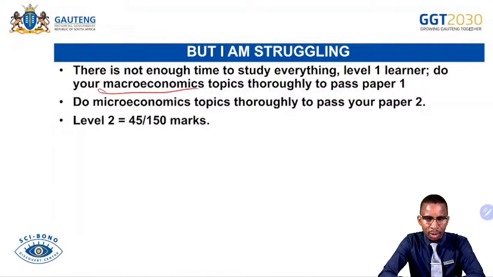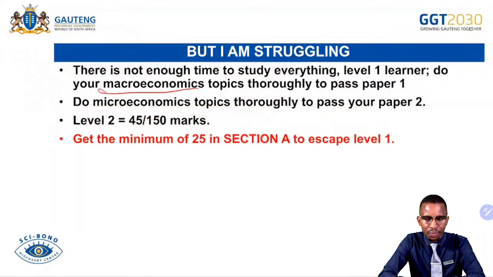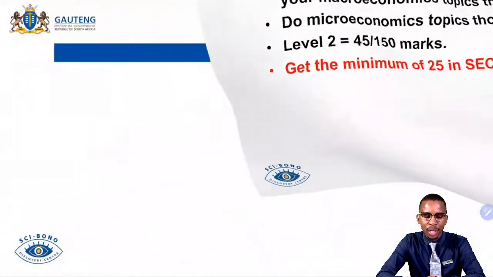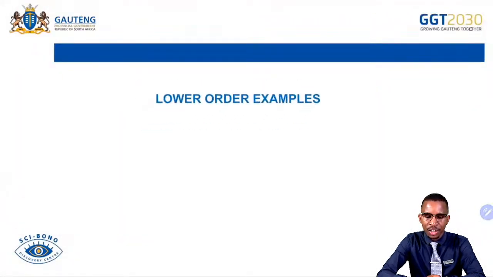Level 2, remember, you must get 45 over 150 in your paper 2, including paper 1, for you to get level 2. Get the minimum of 25 in section A to escape level 1. You can't be getting 2 in section A and think you will pass. It's very difficult for you to win in that strategy. Ensure that you capitalize on section A, then move to section B and C to collect some marks in there. You will escape that level that is challenging.